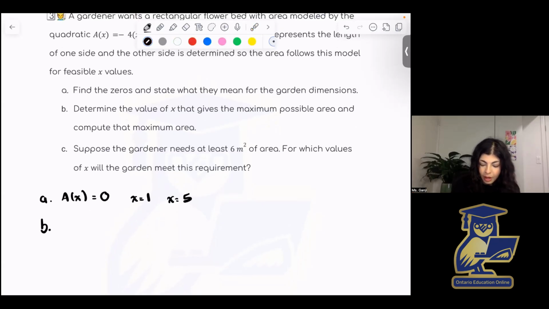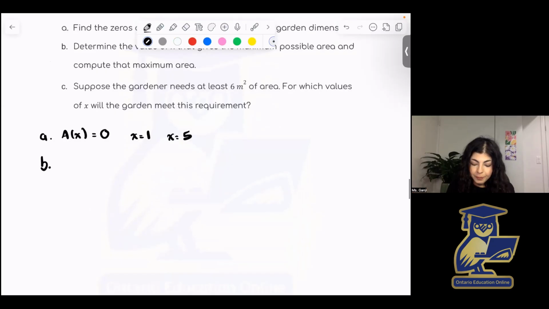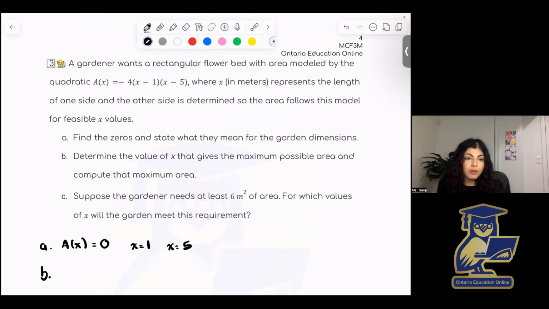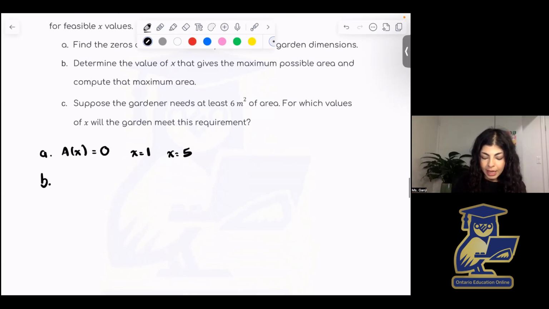Now, for B, we're asked to determine x so that we can find the maximum possible area. So maximum, that's my vertex. In this case, because your original formula is given to you in factored form, I wouldn't switch to vertex form, because that requires 2 steps to go to standard form and then switch that to vertex form. So here, I would probably think it's best we find our axis of symmetry and use that to find our vertex.